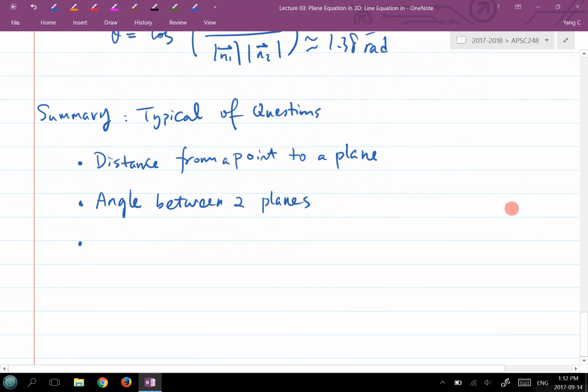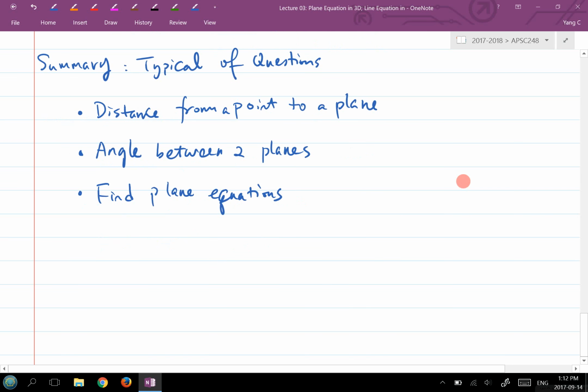So this is a kind of question where you're given plane equations, and then you find some other information. And you could also go the other way, which is to find plane equations. There are really a lot of variations when you're asked to find plane equations. Some are really simple. Let's say you're given a point and a normal vector. This is the simplest scenario.